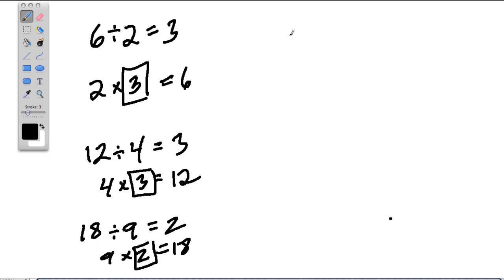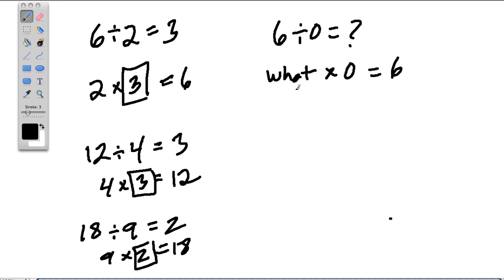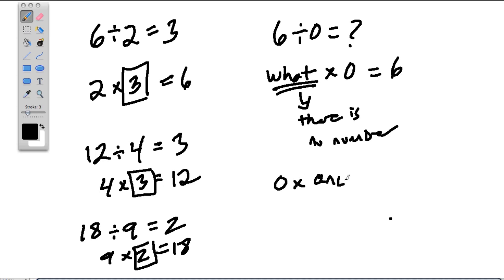Well, 6 divided by 0, what does that equal? Let's go back to this example. 6 divided by 2 is 3 because 2 times 3 is 6. So the question is, what number multiplied by 0 gives me 6? Is there a number? The answer is no. There is no number. Why? Let's go back to our idea of multiplication. No number times 0 is 6 because 0 times anything is still 0.